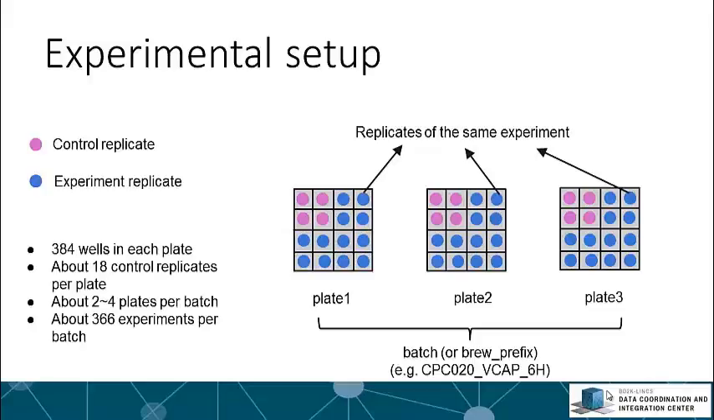The replicates of the same experiment are placed in the same well on separate plates. So the number of plates is equal to the number of replicates in a batch. There are normally 18 control replicates per plate. The field name for batch is called brew prefix in the LINCS L1000 metadata.